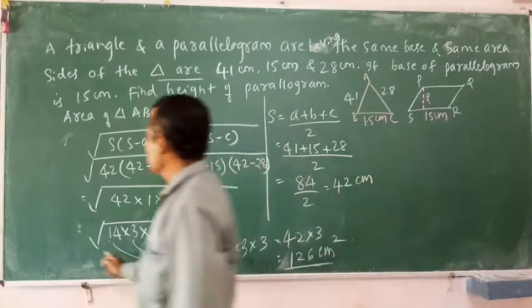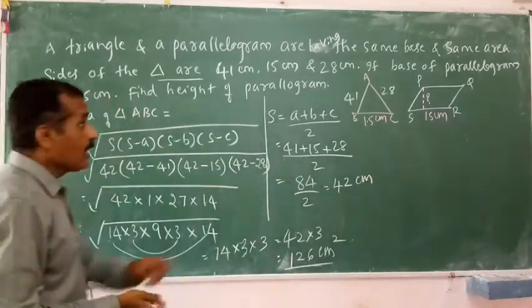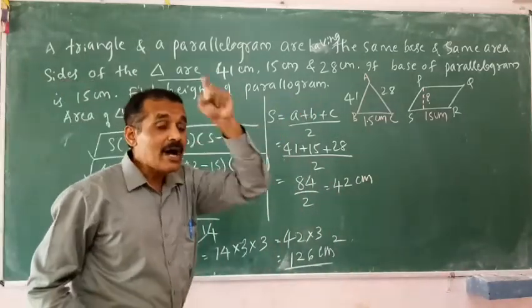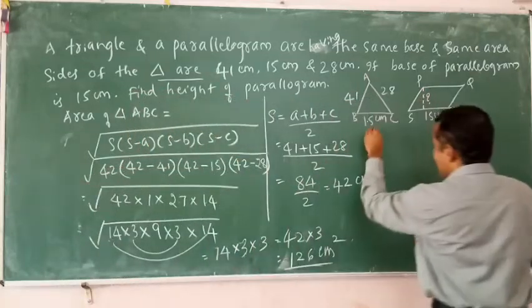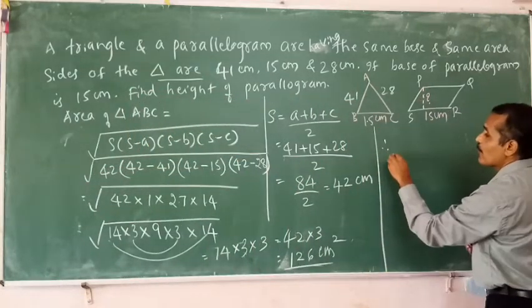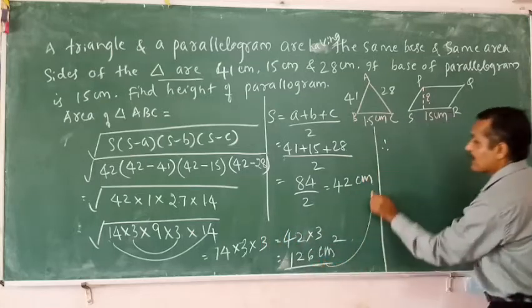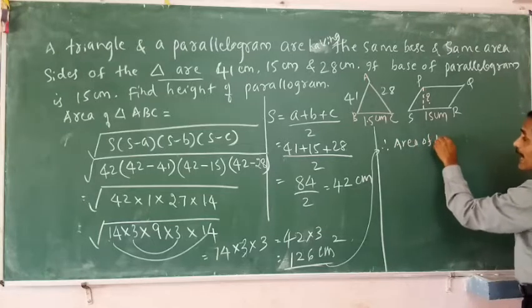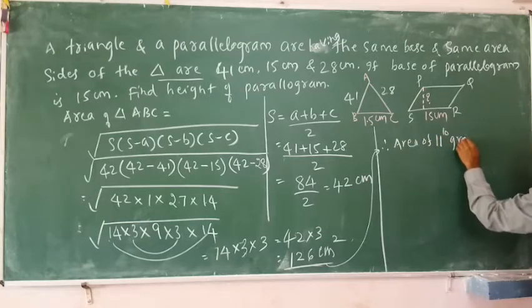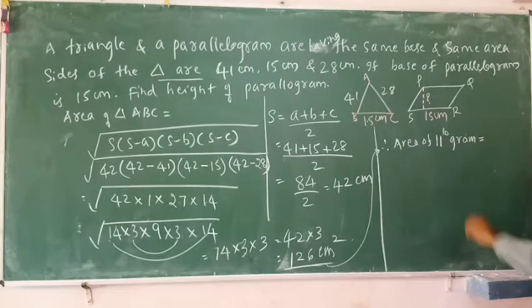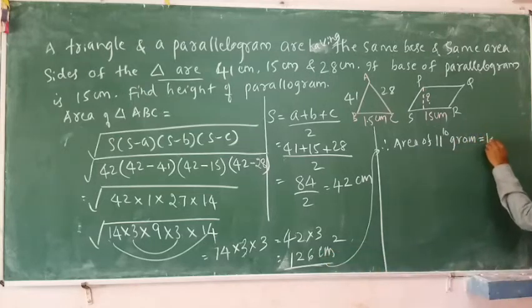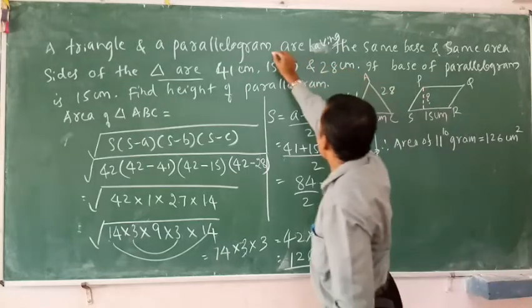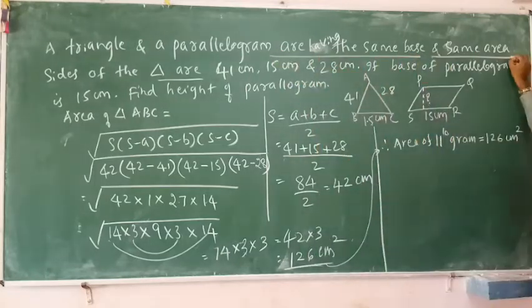This is the area of the triangle. But what they ask is to find the height of the parallelogram. Therefore, the area of the parallelogram is also equal to 126 centimeter square. Why? Because they say they are having the same base and same area. So these two areas are the same.